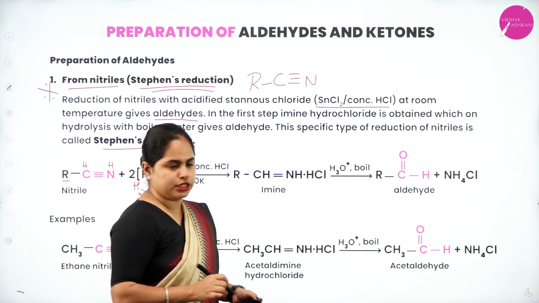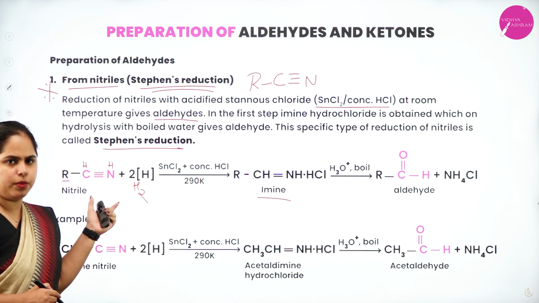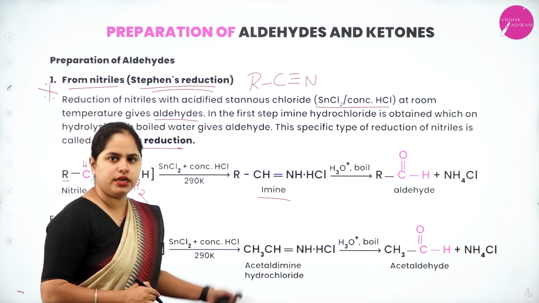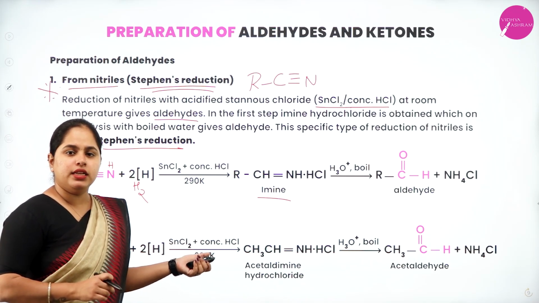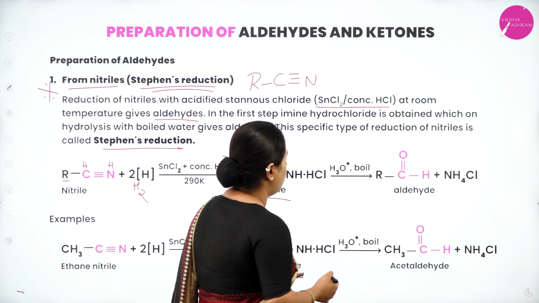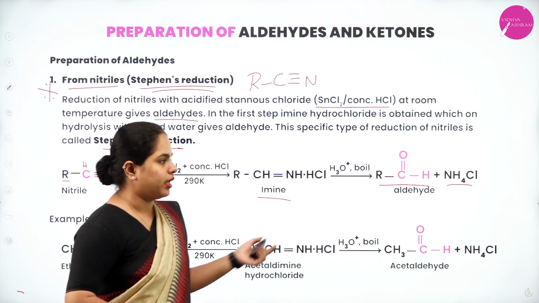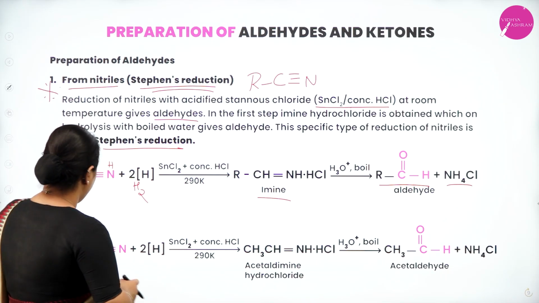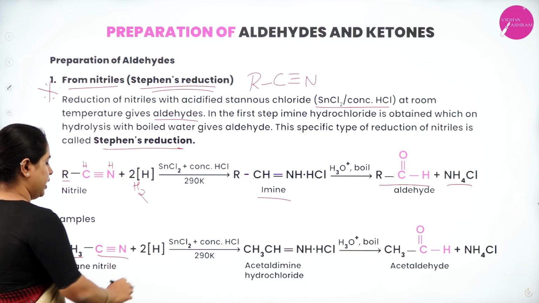So what you are going to get? RCH=NH. So this is your imine which is formed. On either side hydrogen will be added, so this triple bond will become a double bond. Now the imine is the intermediate. Once the imine is formed, we are going to boil it in the presence of water. So you are going to get the corresponding aldehyde. Clear?